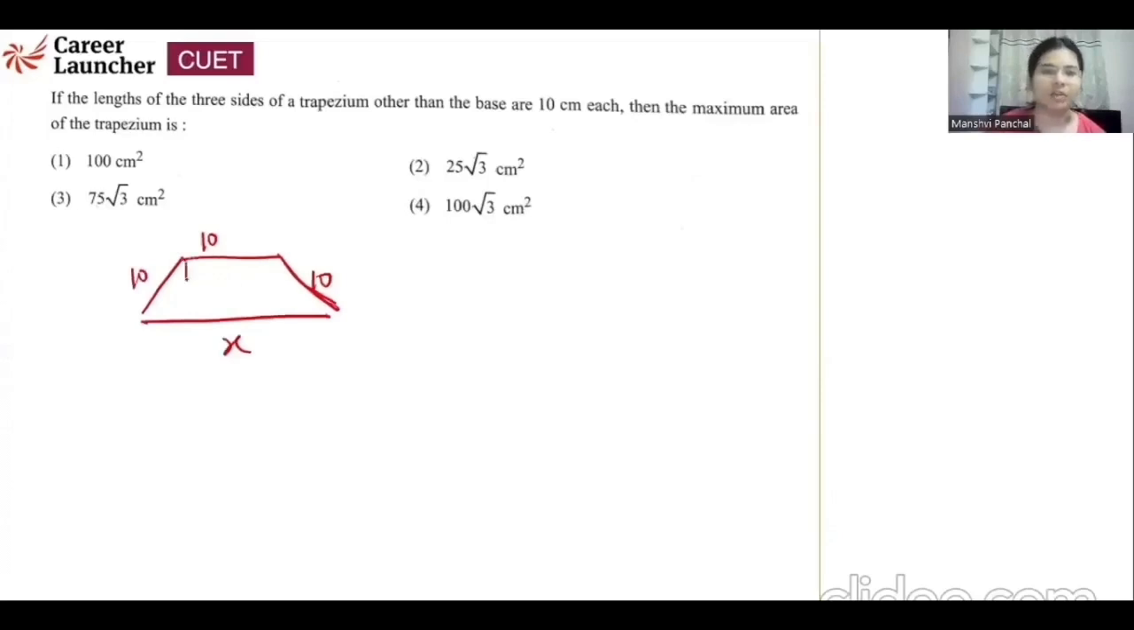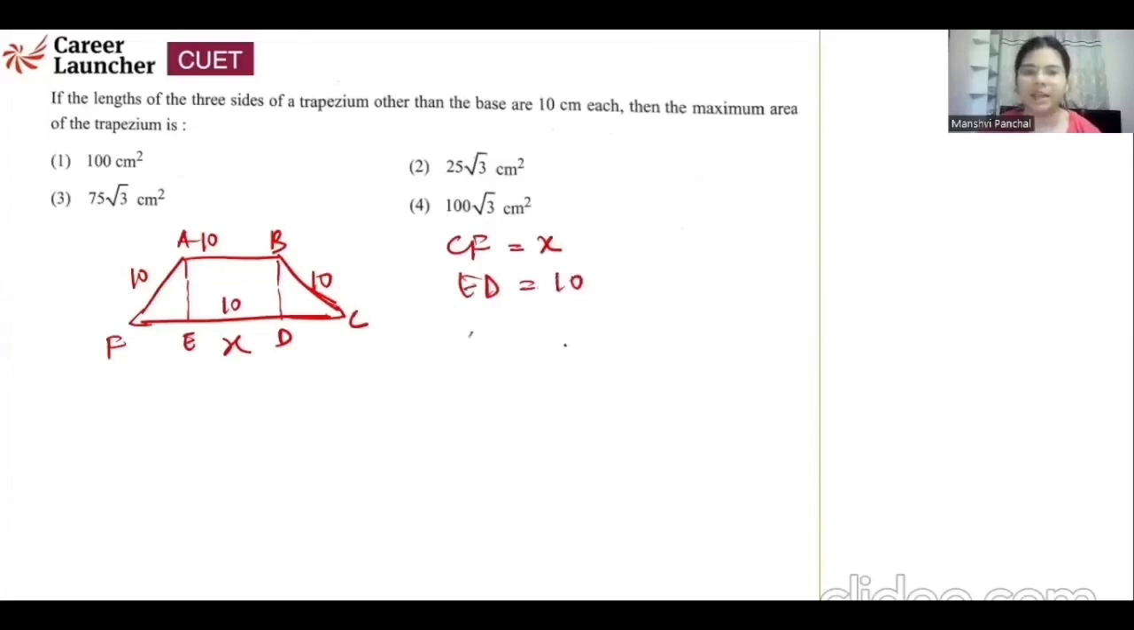So first we will calculate this. Now tell me if this is 10 and this is 10, then this must also be 10. So this part will be all this remaining part. Let's say this is A, B, C, D, E, F. So CF total is X and ED is 10. It means CD plus EF is equal to X minus 10.